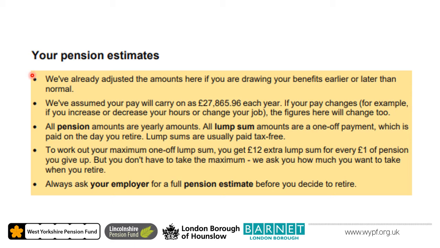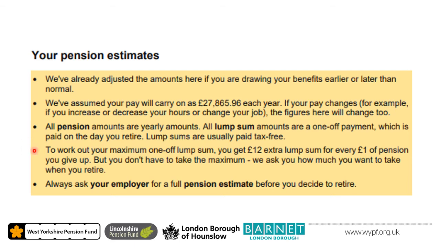Now, obviously, because we're doing this in the future, we're making some assumptions. So what we've done is we've adjusted the amount to take into account the benefit you paying them early or late. We've assumed your pay will carry on at the £27,000 each year. As your pay changes, the figures here will change. All the pension amounts are yearly amounts. All the lump sum amounts are one-off payments.